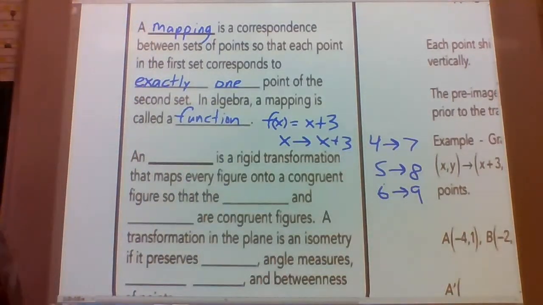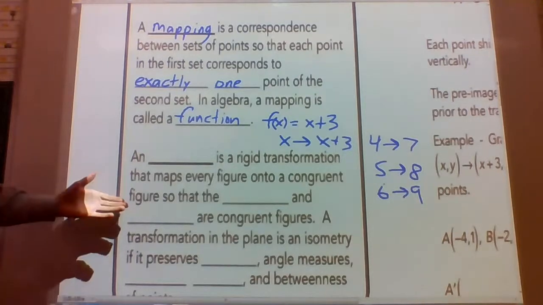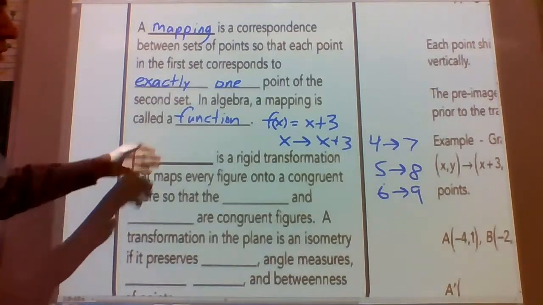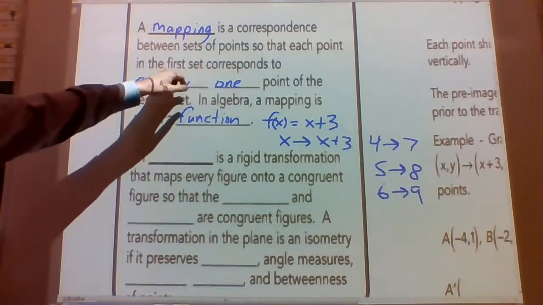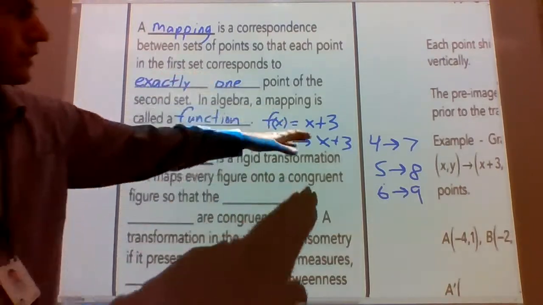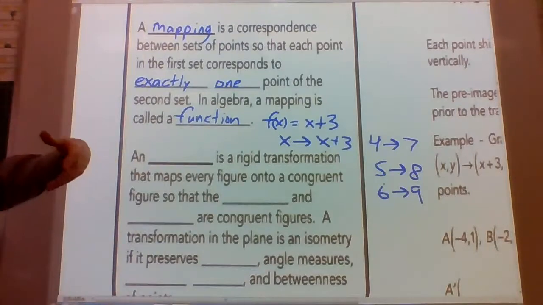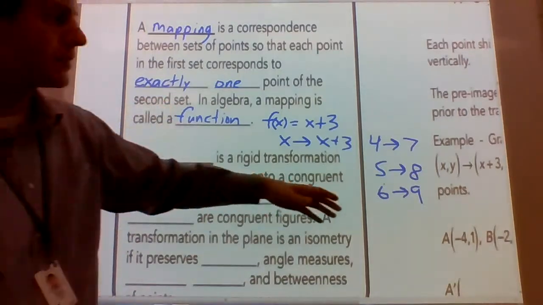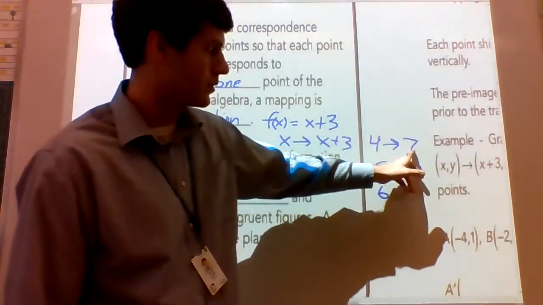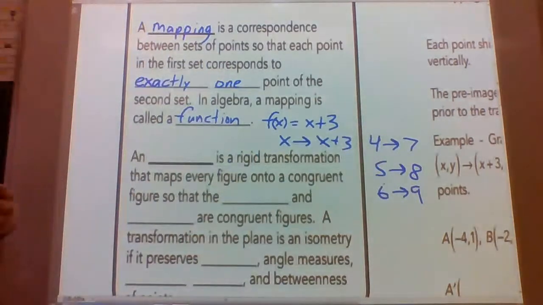Okay. So each point in the first set, so all the numbers we could put in for x, are going to correspond to exactly one point of the second set. And in that case, it's going to be a number that's 3 bigger, 3 units larger than it is.